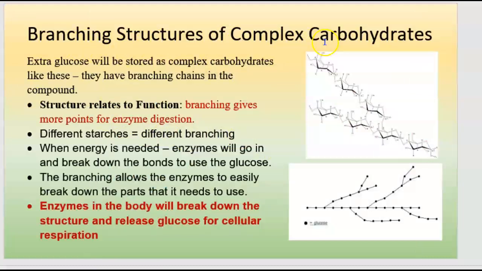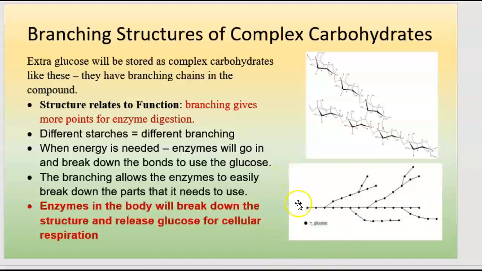But branching structures of complex carbohydrates. So extra glucose, like we said, is stored. Because these structures are large, they can't just stack on themselves like sheets. So what ends up happening is they end up having a branched structure. So what do you need to know about that? Branching gives more points for digestion. What's going to happen is an enzyme, which we'll talk about later, but an enzyme is a special protein that breaks things down or builds them up.